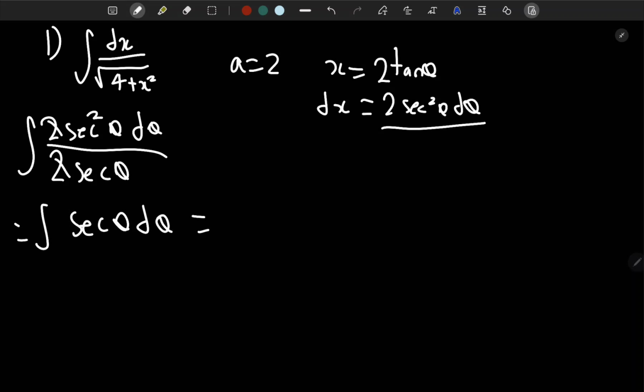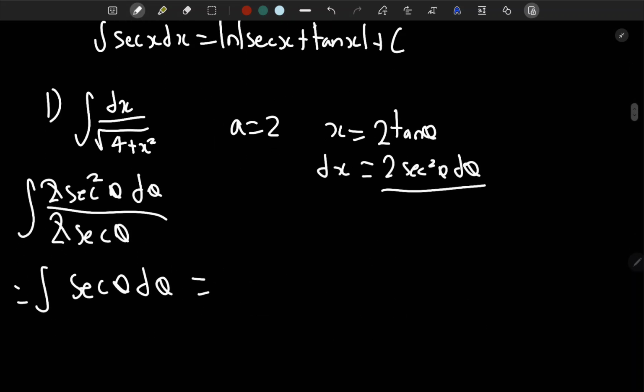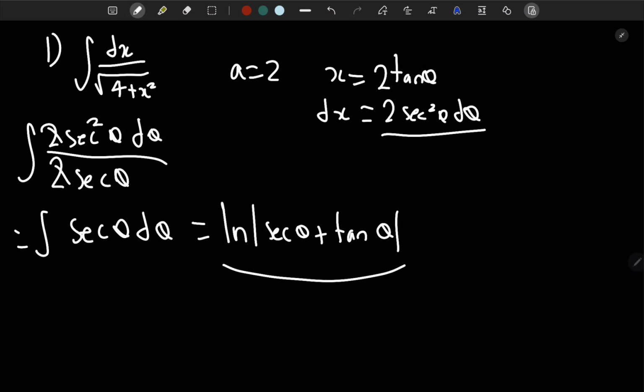Since I had shown before. Let me show you guys again. The integration of secant x is ln secant x plus tan x plus c. So let's do that here. So it's going to be the integration of secant delta is just ln secant delta plus tan delta. Pretty simple, right? So this is where we reach now, and you might be thinking we are done with the question.